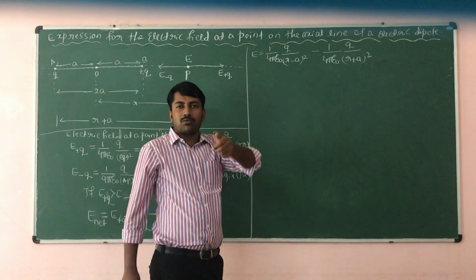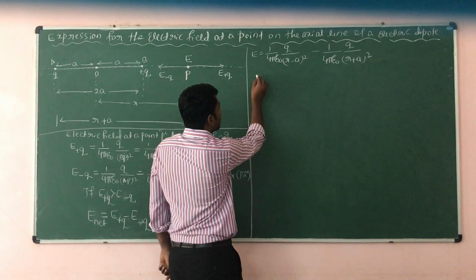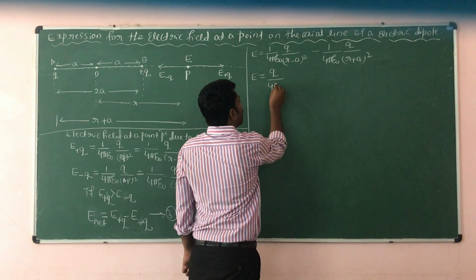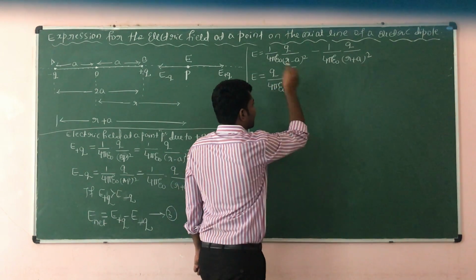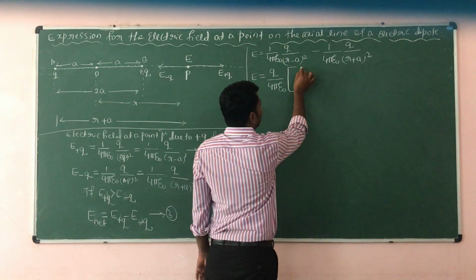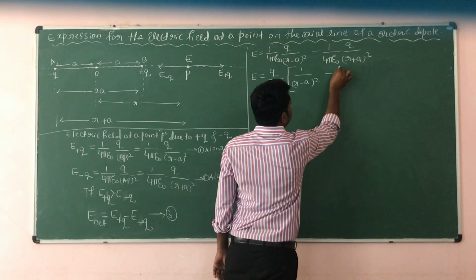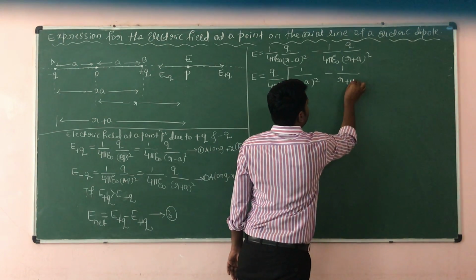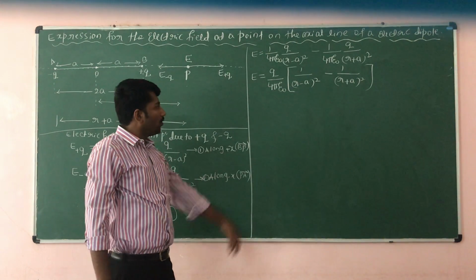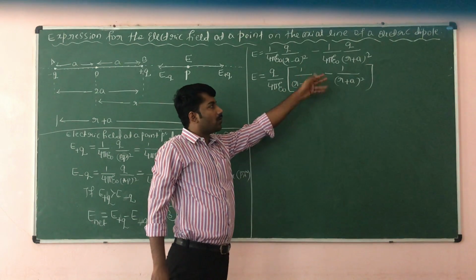Next step, what can we do here? Take the common values outside. That is E is equal to Q divided by 4 pi epsilon naught. The remaining value here is 1 divided by (R minus A) whole square minus 1 divided by (R plus A) whole square.